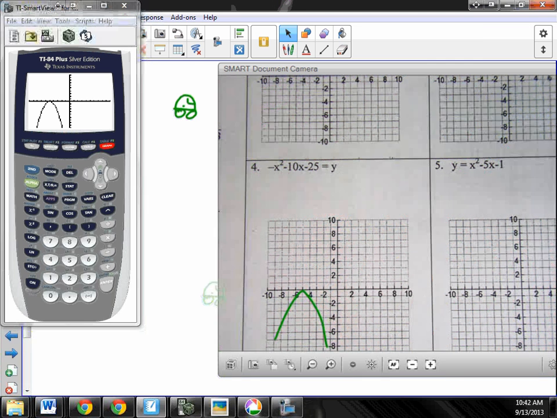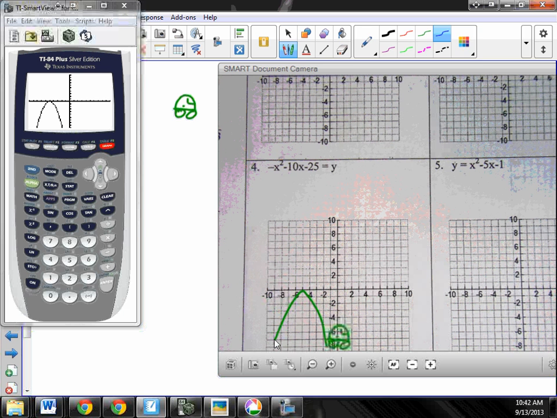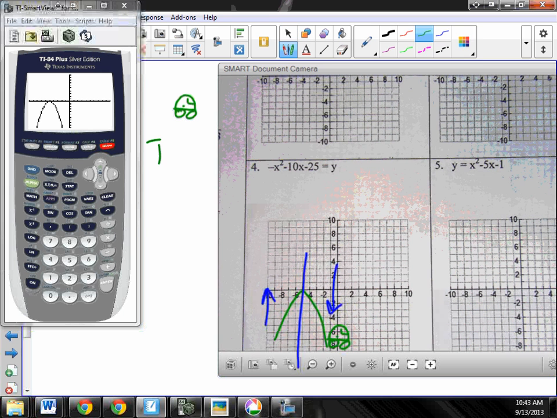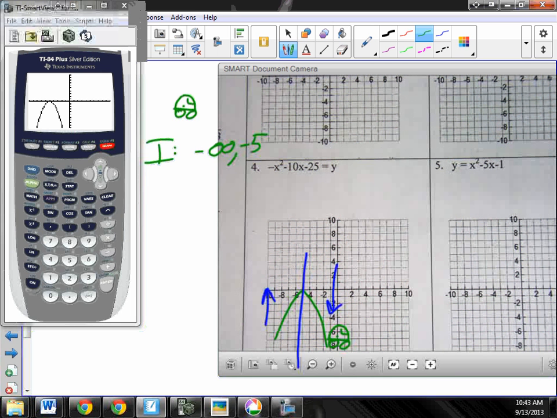So if I drive my car along this, go up the mountain, I hit the top, then I go down the mountain. So this left side is up and the right side is down. What x value makes me turn the corner, change directions? At negative 5. So my increasing interval is from negative infinity to negative 5. My decreasing interval will be from negative 5 to infinity.